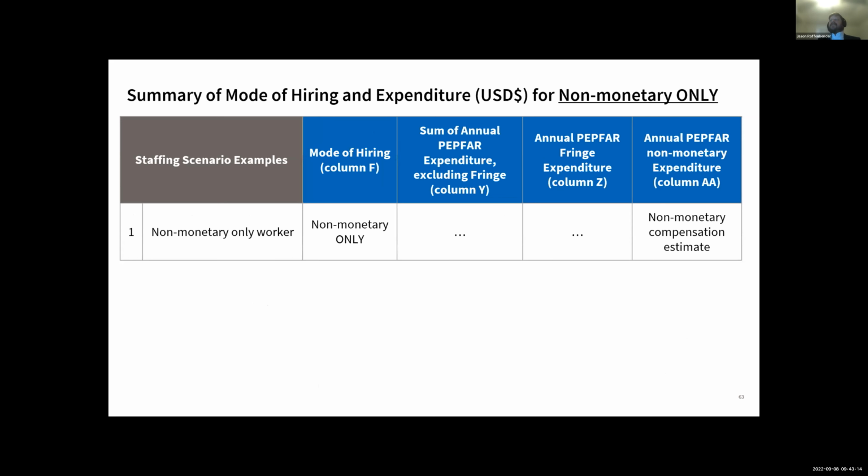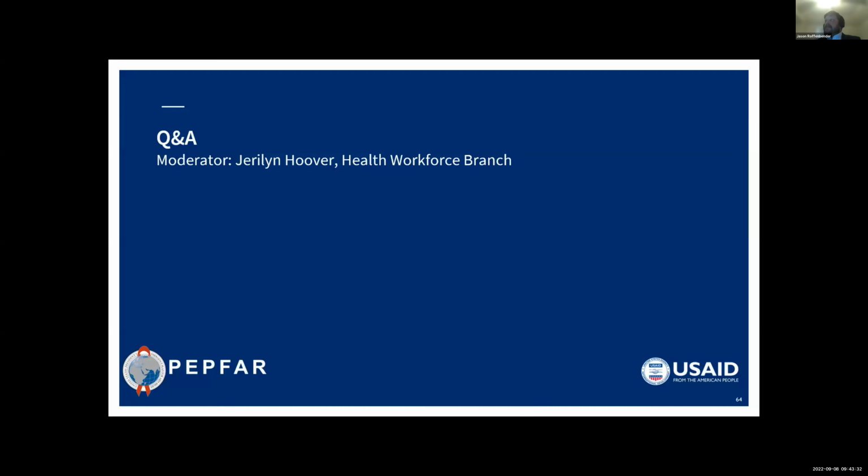Just lastly, to round this out, if there's a staff member that only receives non-monetary compensation, then the only field they would complete for expenditures is that third column, the new column on annual PEPFAR non-monetary expenditures. And I think with that, I know that we have a few things. First, we have now navigated through all of the columns that are in the FY22 HRH Inventory tool.